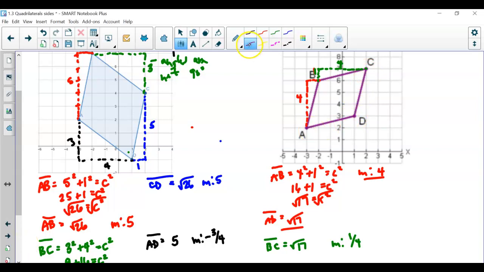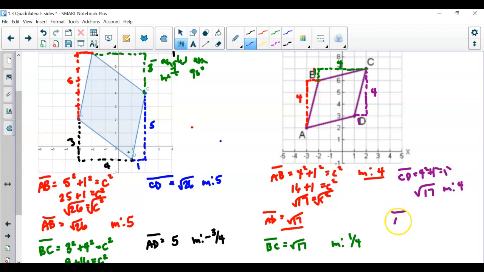And here we go. So side CD, you should have, again, got the side lengths of your right triangle of 4 and 1. So it would have the same setup, right? 4 squared plus 1 squared is equal to c squared, leaving you with the square root of 17. Then the slope is rise is 4, run is 1, just like the opposite side. So the slope is 4.